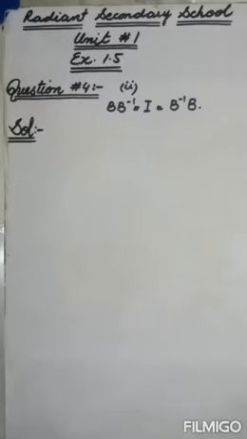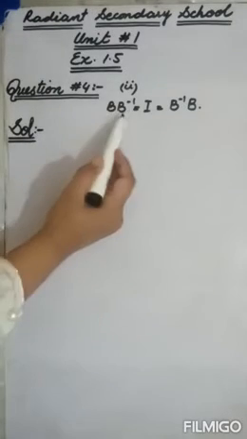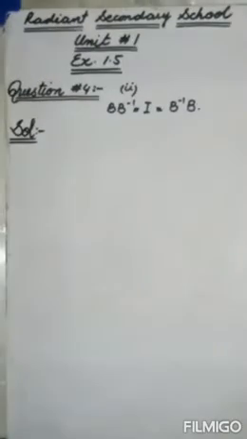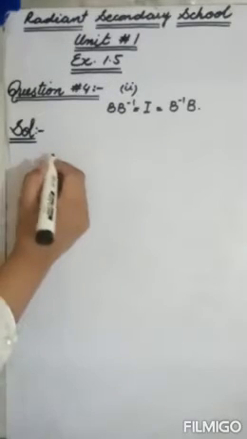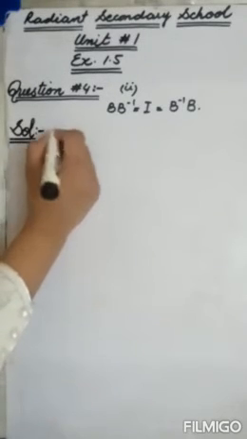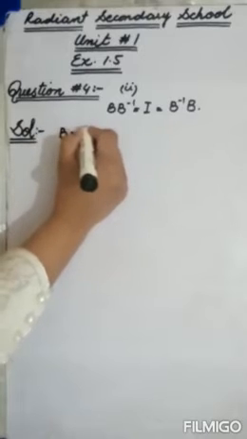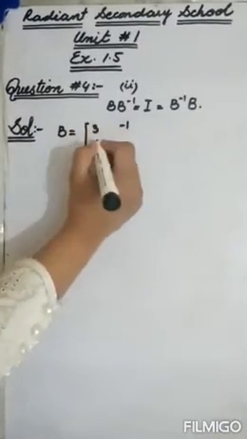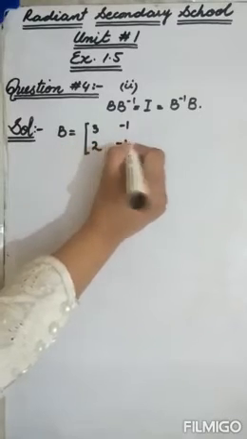Okay students, now this is the second part of the same question, that is B into B inverse is equal to identity matrix, and which is equal to B inverse into B. Means according to this question, first of all you have to find the B inverse and you will multiply it with the same matrix B from left and right side both, and you will get the identity matrix. And the matrix B is given, that is B is equal to 3, minus 1, 2 and minus 2.